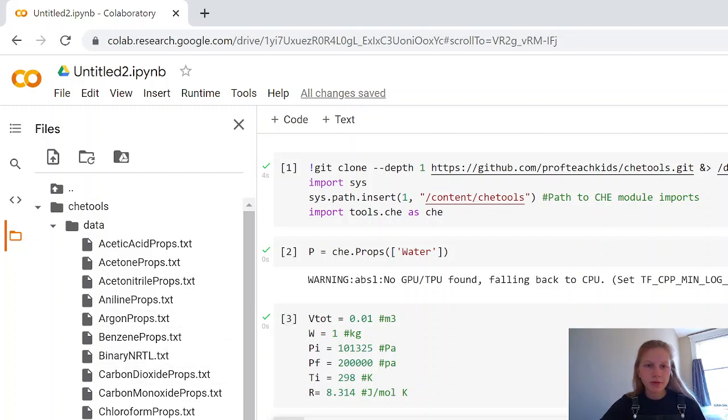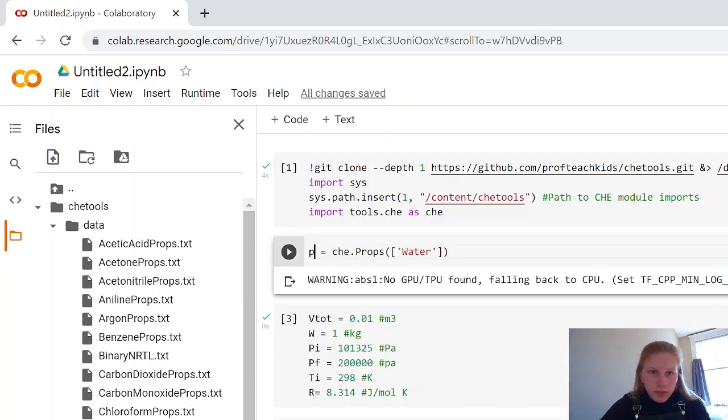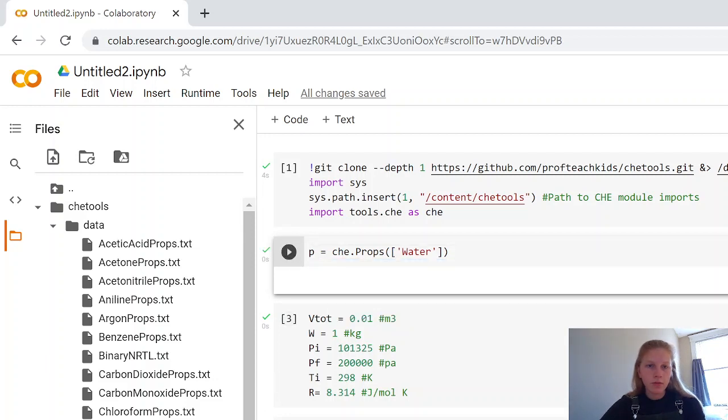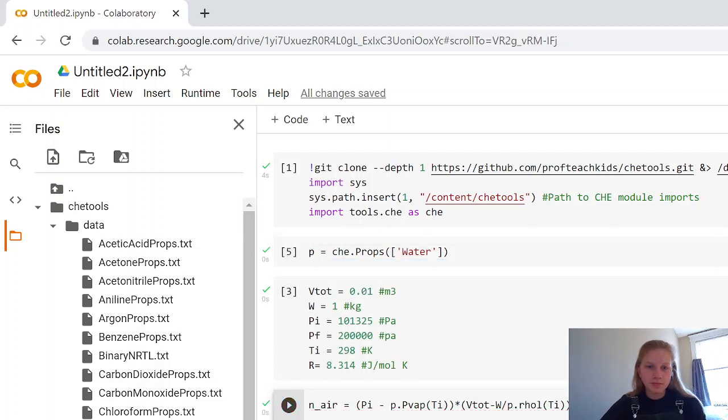Okay, let's see if that worked. P is not defined. Oh, maybe that's because I had this as a capital P. Let's try that. Okay, that's better. Alright, sweet.